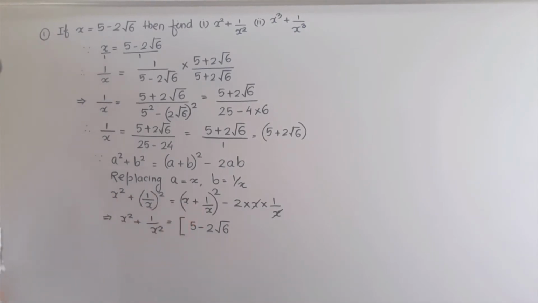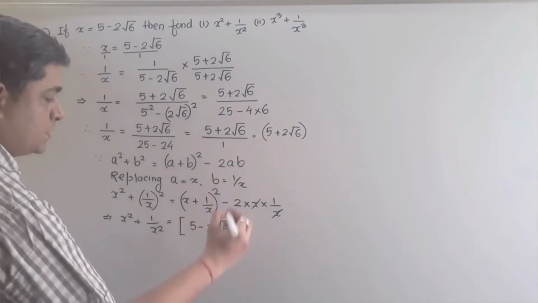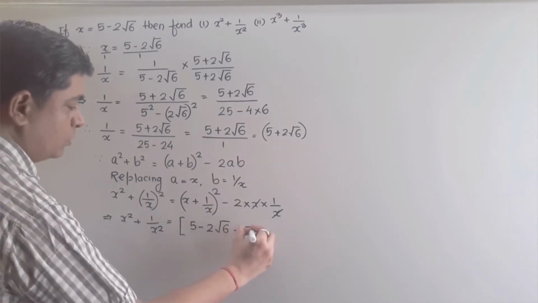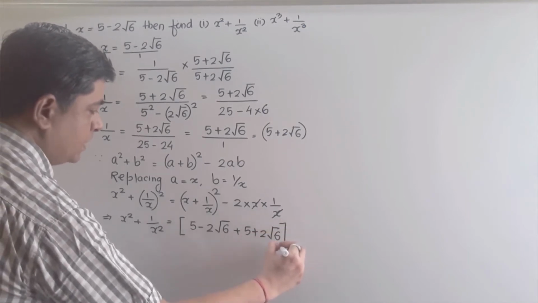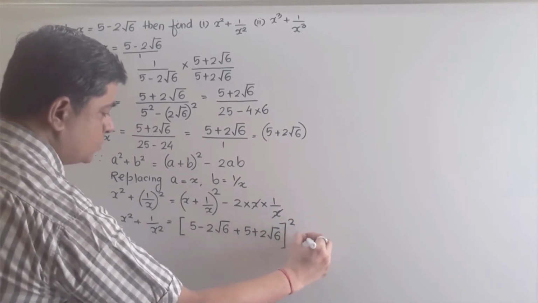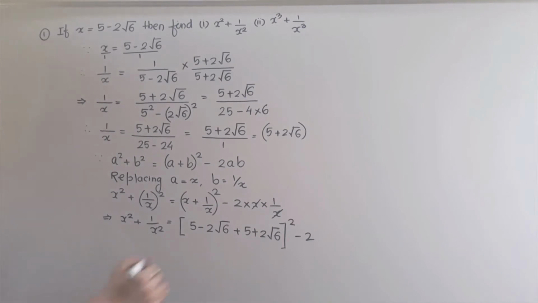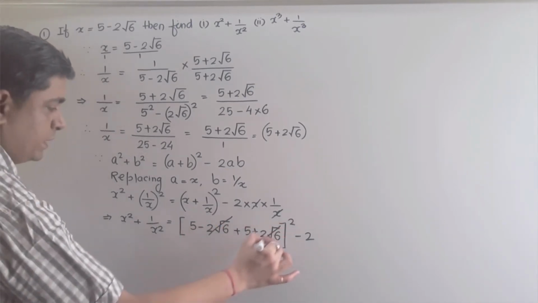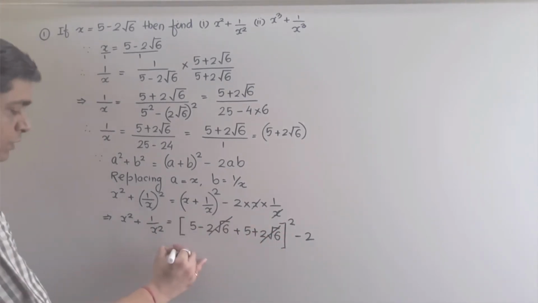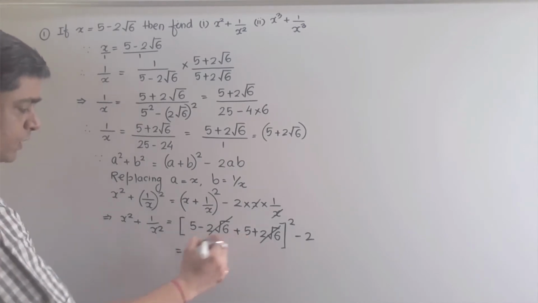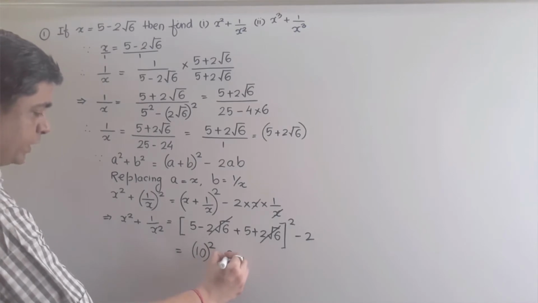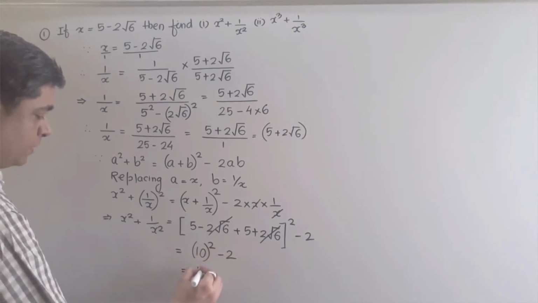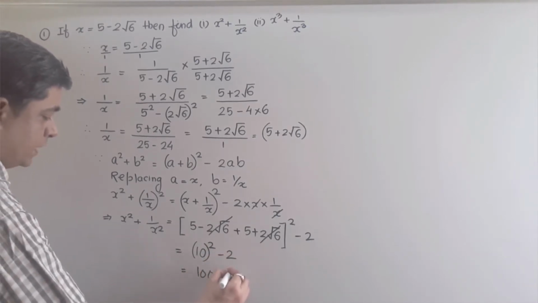Now what is the value of 1 upon x? Value of 1 upon x, just now we found, that is 5 plus 2 under root of 6, right? And its whole power is 2 and minus 2 is lying over there. 2 root 6 and 2 root 6 will be cancelled, right? So who will remain here? 5 plus 5, that will become 10, and square of 10, what it would be? Square of 10 will be equal to 100 minus 2.